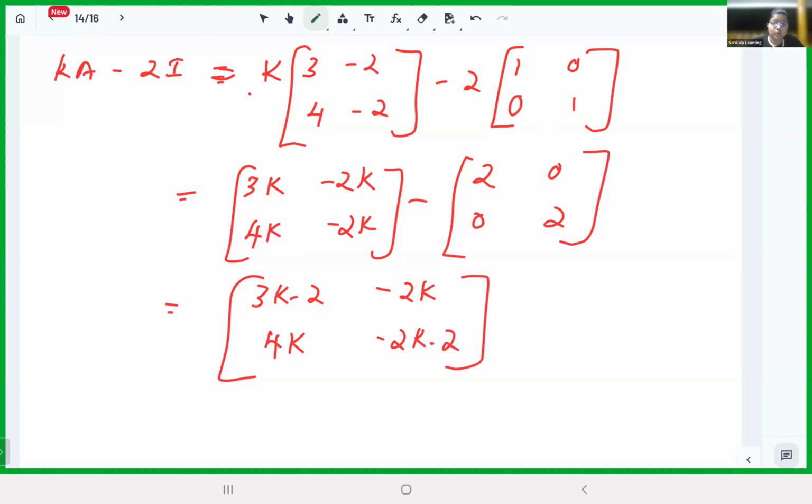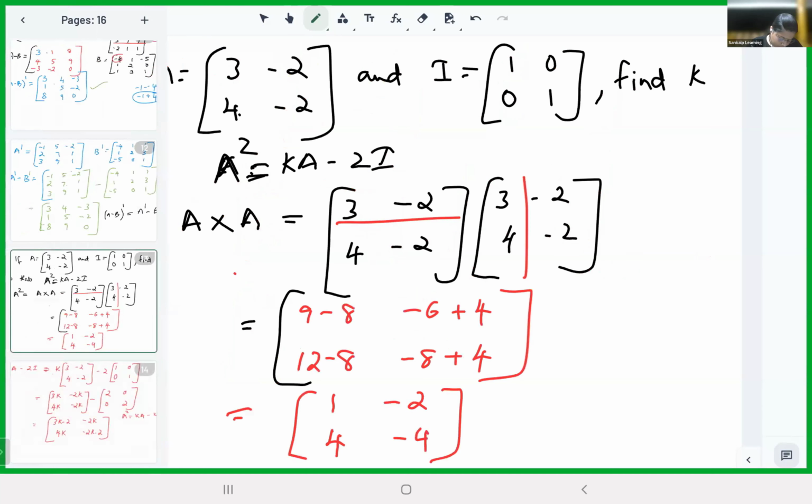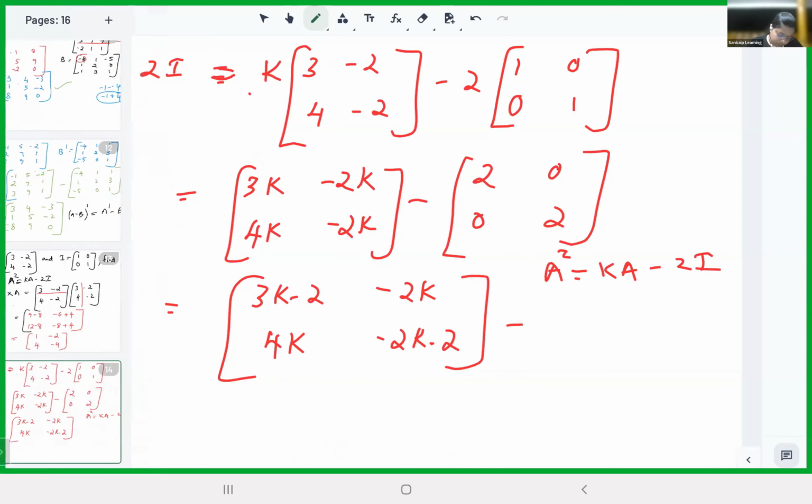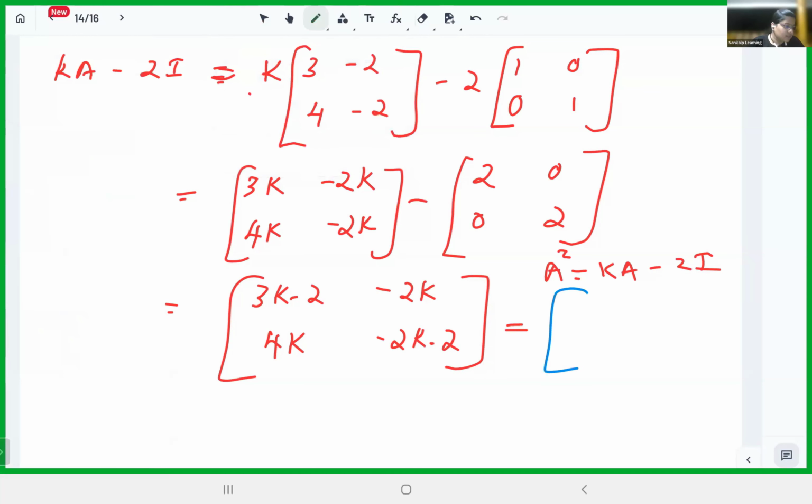Okay. Now, they have already given that this value is equal to A square. They have given that A square is equal to KA minus 2I, right? So this is KA minus 2I. And we have already found out the value of A square. A square is equal to 1, minus 2, 4, minus 4. So this one can be equated to the matrix 1, minus 2, 4, minus 4, right? It is given in the question.